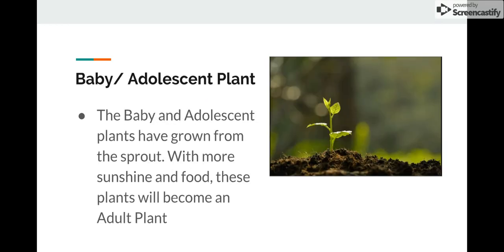Next, I combined the two because they're very similar stages, but first, the sprout changes into a baby plant. Then the baby plant turns into an adolescent plant. But the baby and adolescent plants have grown from the sprout. With more sunshine and food, these plants will become an adult plant.